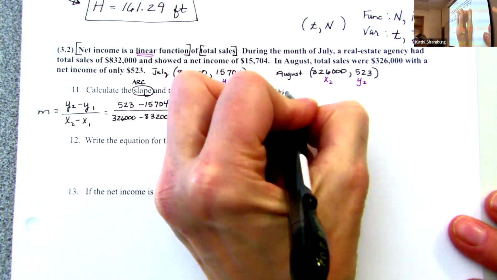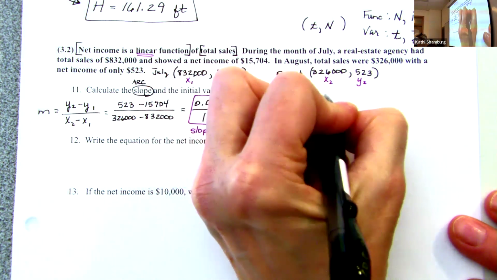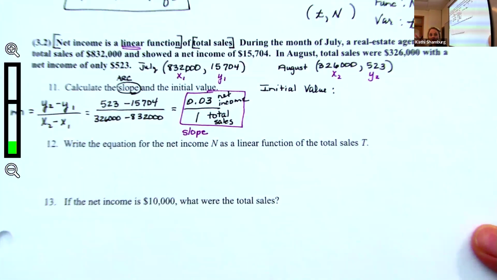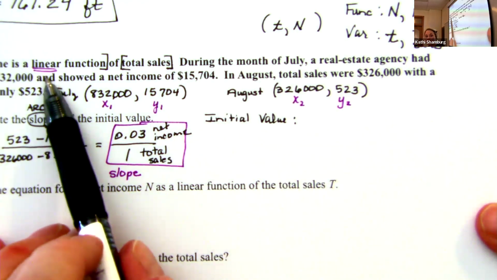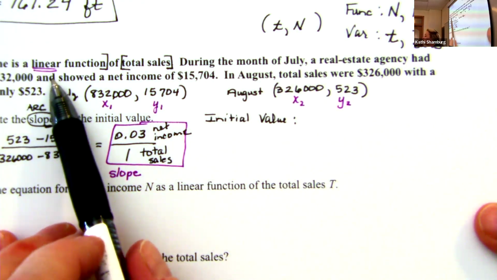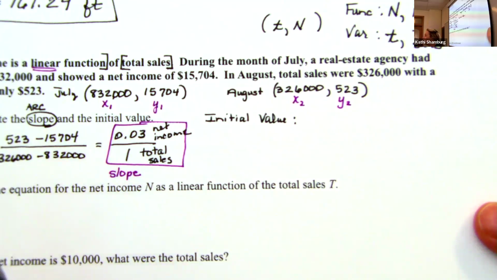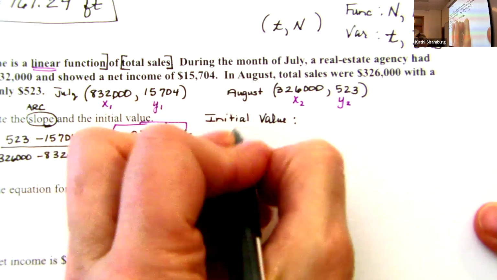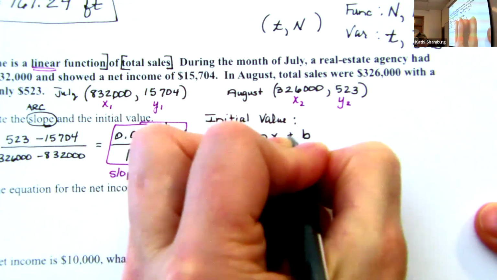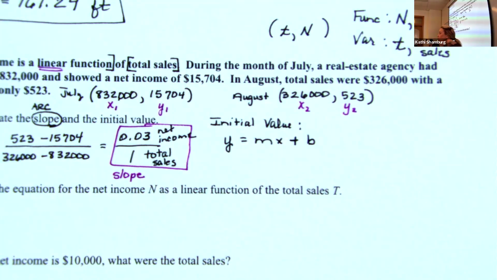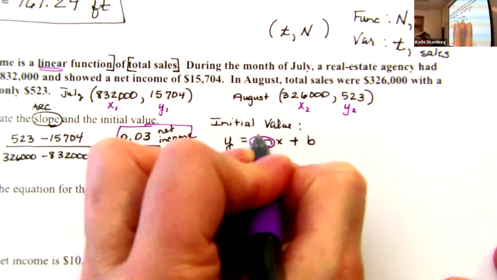Initial value is what we're looking for here. Sorry, I'm running out of room, so I'm having to write a little smaller. I'll zoom it in more so you can see. Okay, initial value. This is where knowing this is a linear function is important. So what is our linear equation model? Y equals mx plus b. Well, what part of that linear equation did we just find? Slope, right? So we know this right here is 0.03.